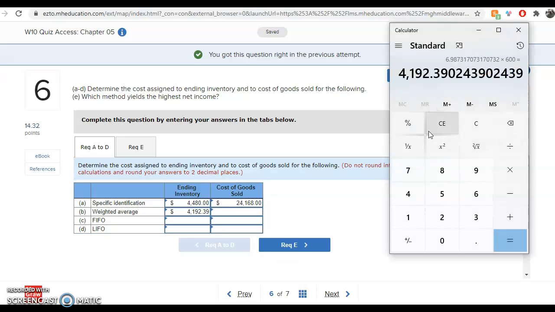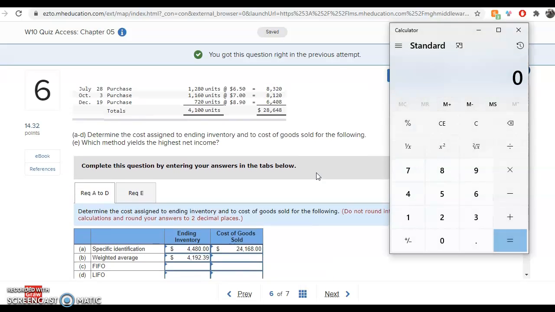So we're going to take, I already forgot the number. Here we go. 28,648 minus 419.39. I did include the decimal, on the right track. All right. So we got not the right number. What did I do? Oh, I got the decimal, but I missed a number.